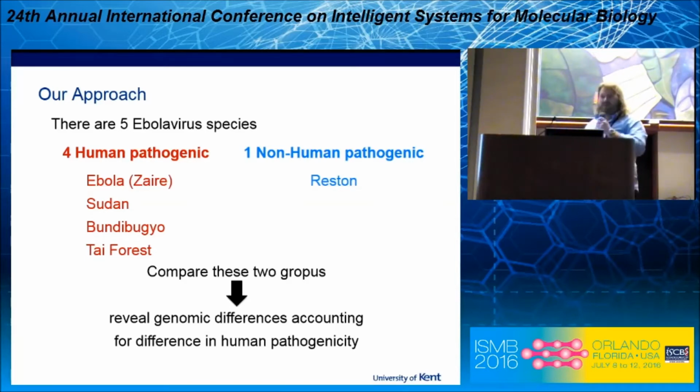We also have a 5th species, Reston, which was identified in Reston, Virginia, in the United States some years ago in an animal house when monkeys that had been imported from the Philippines were dying, and they identified that they were infected with Ebola. But the animal handlers, while they had clearly been infected, were not ill. So we have a non-human pathogenic species as well. So our basic idea is, we have these 2 different groups. If we compare the genomes, we can identify, hopefully, the genomic differences that may account for this difference in human pathogenicity.